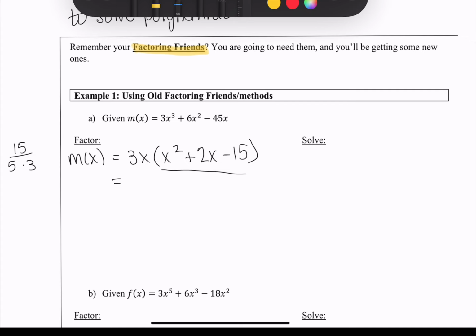So I'm going to try and factor this, leaving the 3x out there. That's part of my solution, so I need that. I'm now going to factor this into 2 binomials using guess and check. I believe I'm going to use the 5 and the 3.